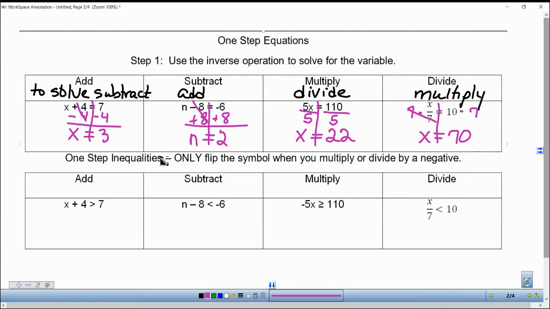On our inequalities, the steps are exactly the same. The only difference is when you multiply or divide by a negative, you have to flip that symbol. That's the only time that it's different. So addition, you still subtract. Subtraction, you add. Multiplication, you divide. And division, you multiply.